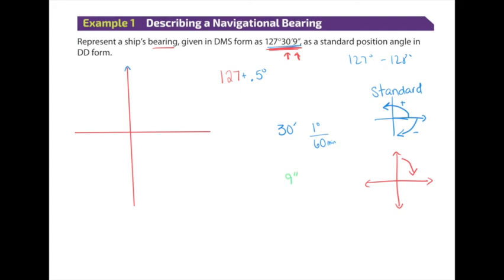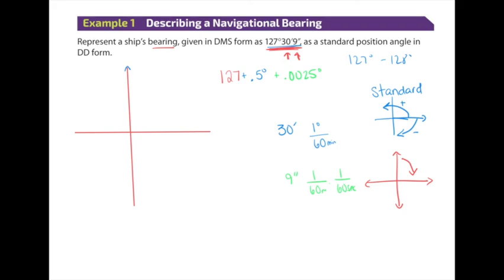We have 9 seconds. Well, we have to convert it to minutes and then to seconds. So we're actually going to take that 9 and divide by what? 3,600, right? 60 and divided by 60 again. And so if you divide by 3,600, what do you get? Hopefully that.